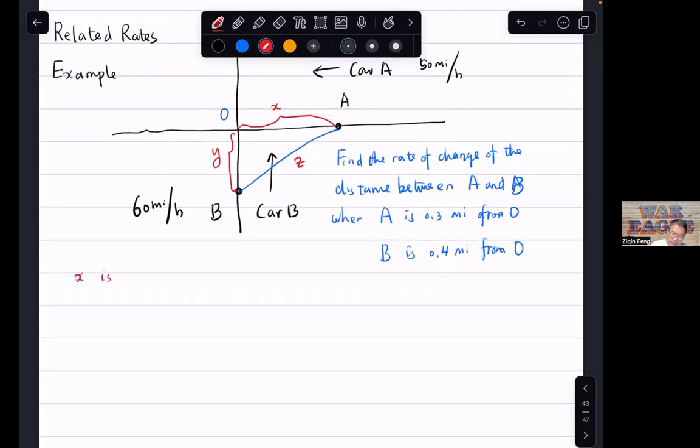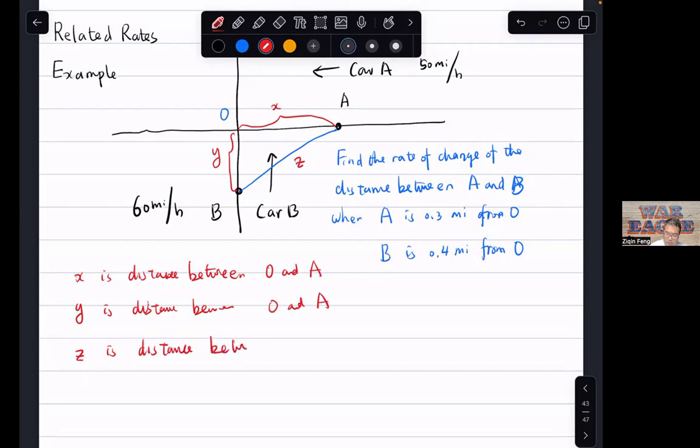X is the distance between O and A. Y here is the distance between O and B. And Z here is the distance between A and B. So our goal here is find dz over dt when x is 0.3, y is 0.4.